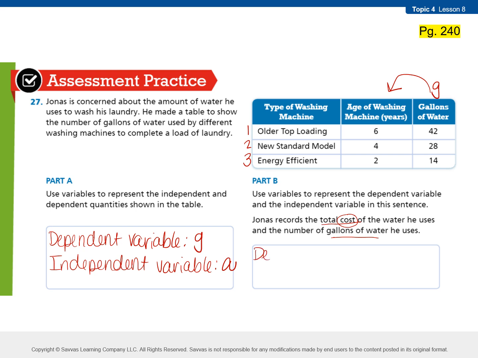You know that your dependent is your cost. We'll put C for cost. Why is it the cost? Because the cost depends on how many gallons of water is used. So the independent variable would be your gallons, which we'll say is G.